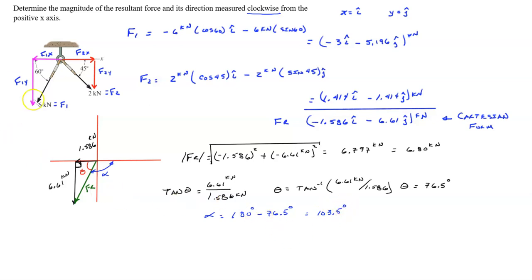So our final answer here is that the force resultant is equal to 6.80 kilonewtons at 103.5 degrees clockwise from the positive x-axis. That would be our answer to this problem.